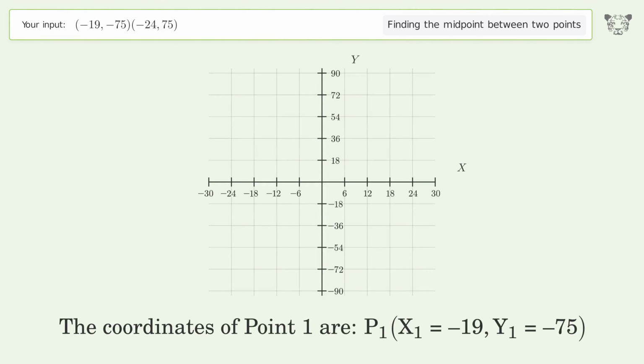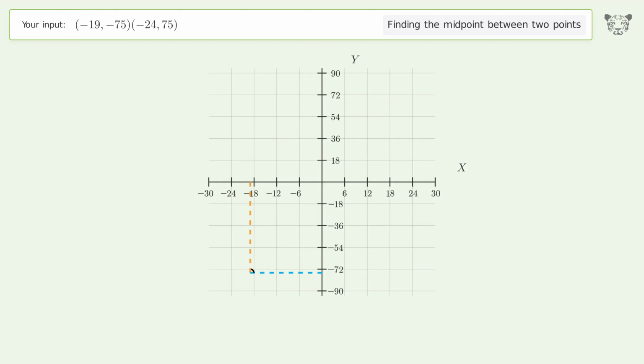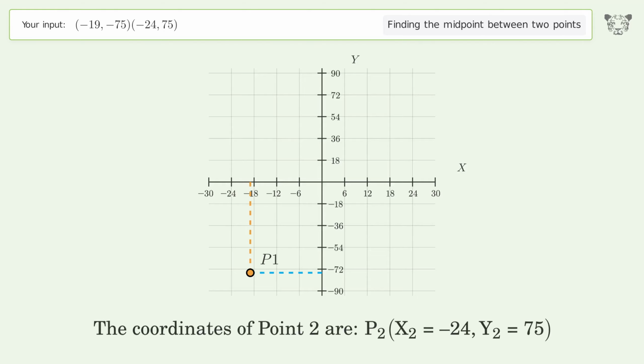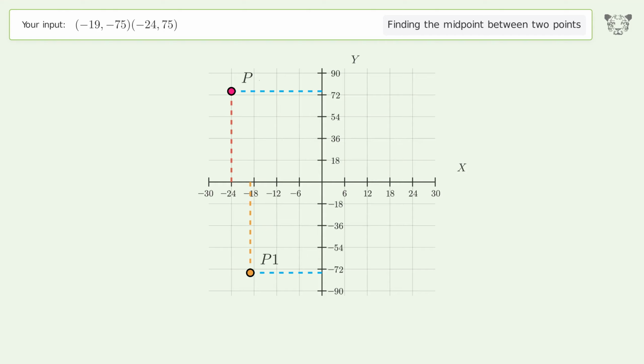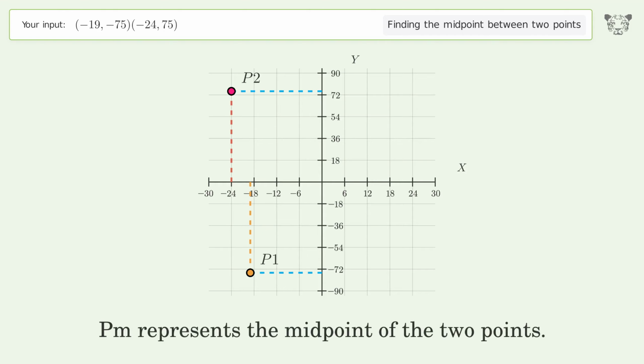The coordinates of point 1 are, x1 equals negative 19, y1 equals negative 75. The coordinates of point 2 are, x2 equals negative 24, y2 equals 75. PM represents the midpoint of the 2 points.